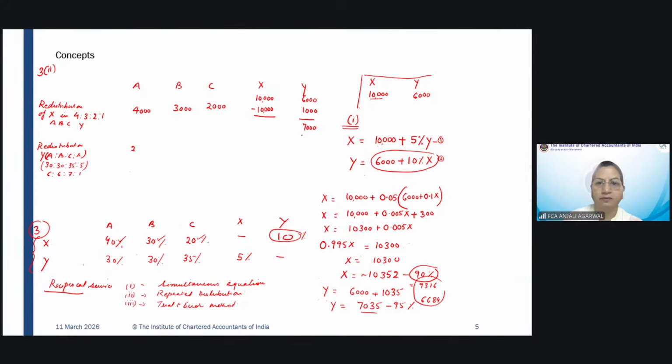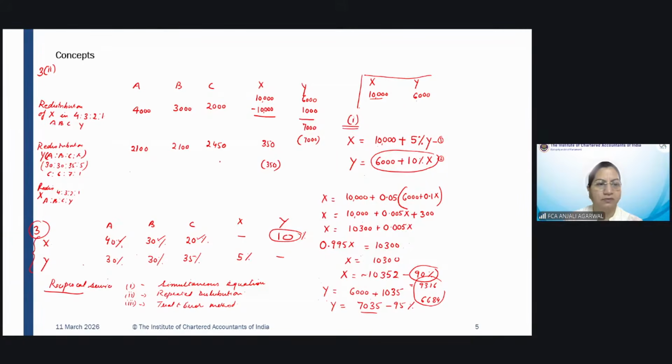So 2,100, 7,000 here. This is 2,100. This is 2,100. This is 2,450. And X will also get 350. Once again, you will redistribute X amongst A is to C is to Y in the ratio of 4 is to 3 is to 2 is to 1. So when this 350 will be distributed, then 4 is to 3 is to 2 is to 1.